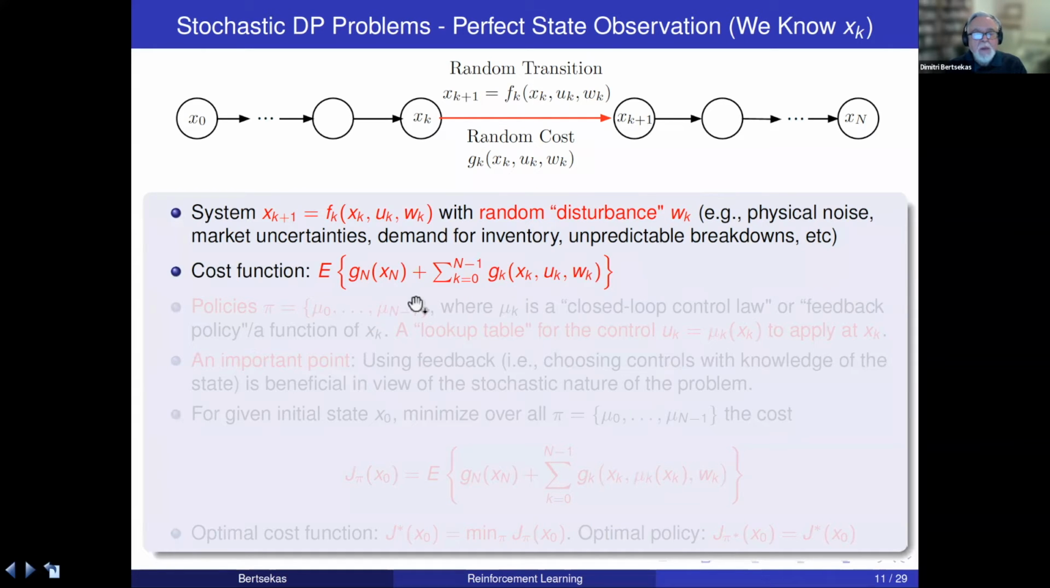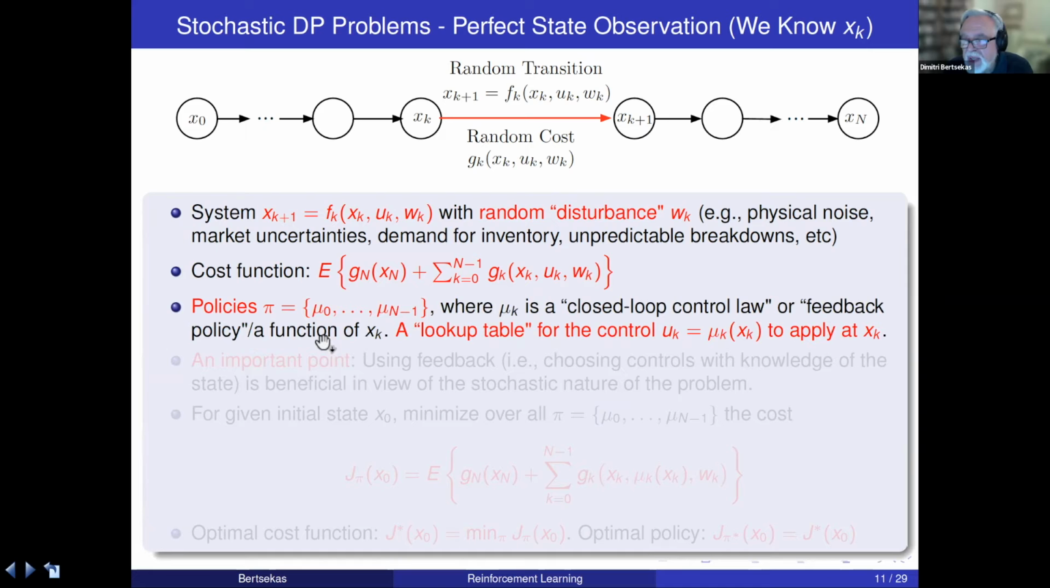And how about the cost function? If you apply a sequence of controls, then you get cost at every stage and also a terminal cost. However, these costs are random. So to get a number to associate with a sequence of controls, we take the expected value of this random quantity over the joint probability distribution of all the random quantities here.